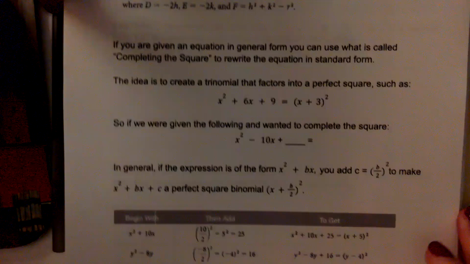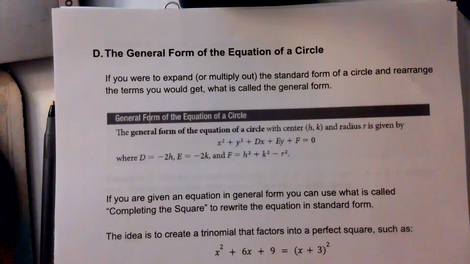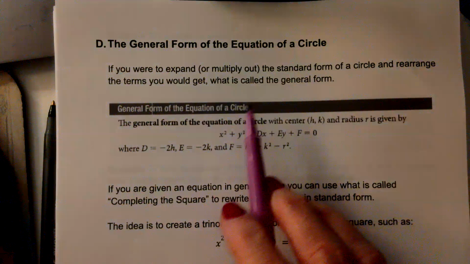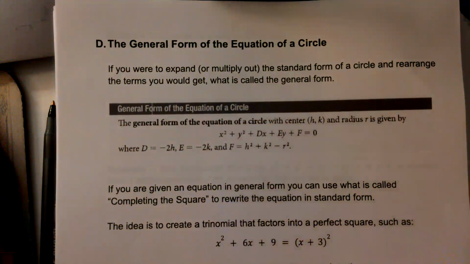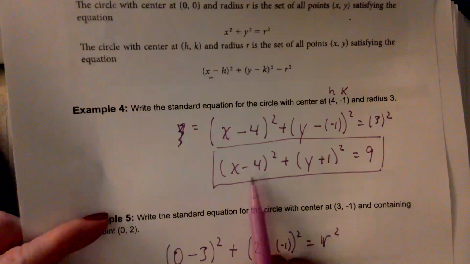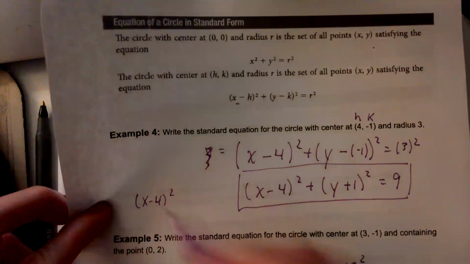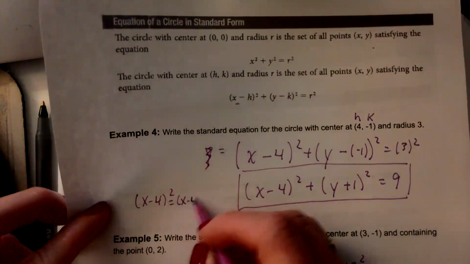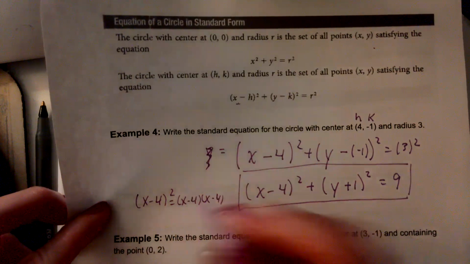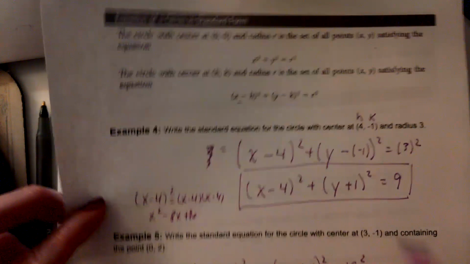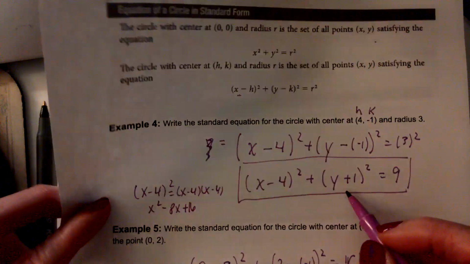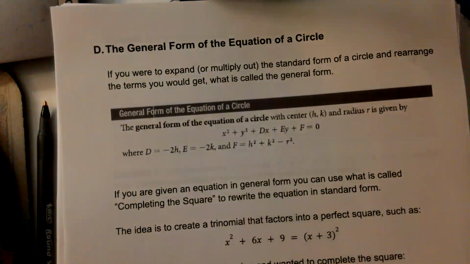Now, the general form of the equation of a circle. If you were to expand or multiply out the standard form of a circle and rearrange the terms, you would get what is called the general form. So if we were to multiply this out, it would be x minus 4 squared, which is x minus 4 times x minus 4, which is x squared minus 8x plus 16. And then we would have to do the same with the y plus 1. And that's what they're showing here.